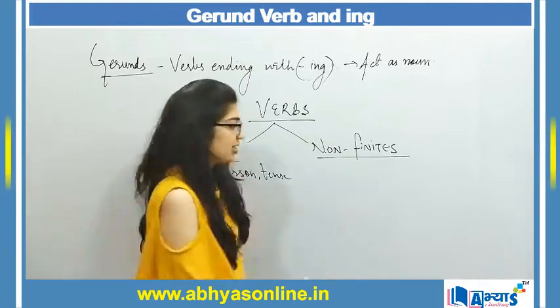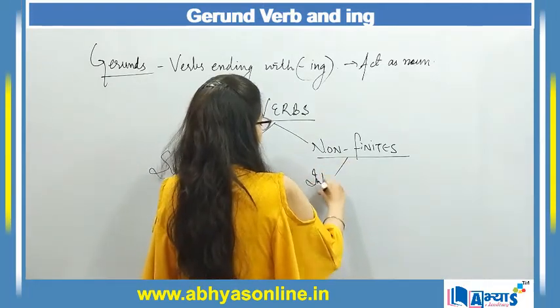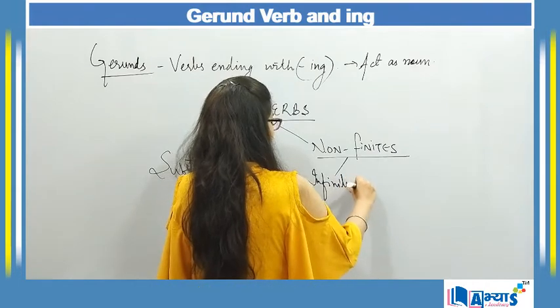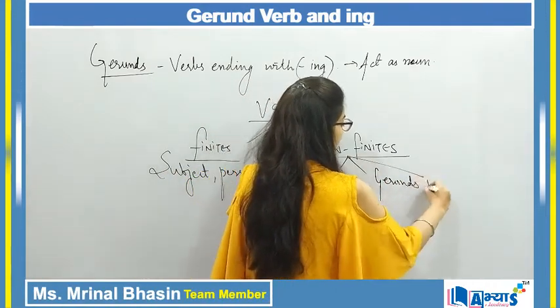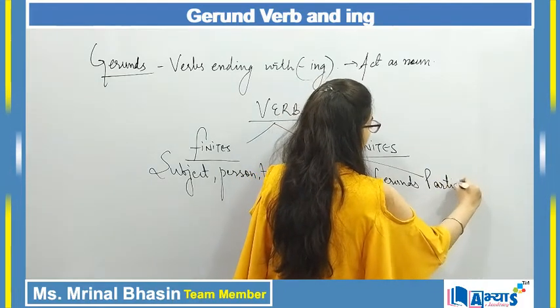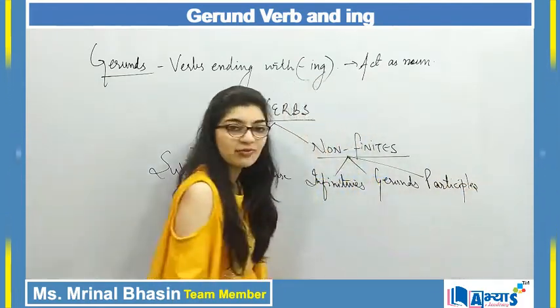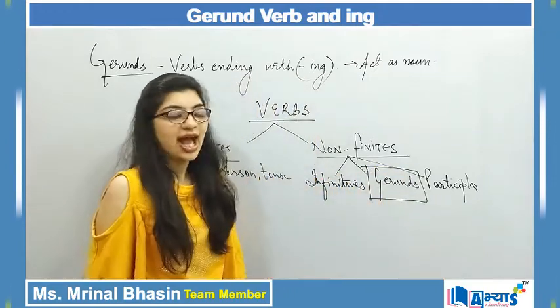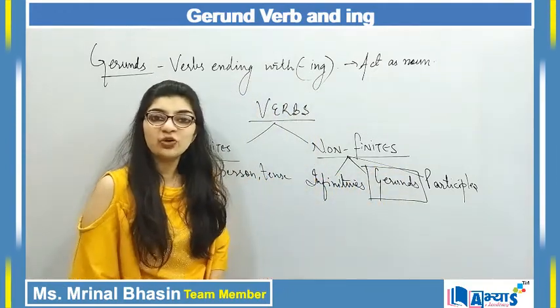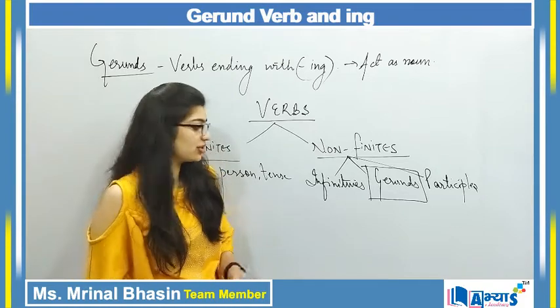into three categories. The first category is referred to as infinitives. The second category is referred to as gerunds, and the third category is referred to as participles. All are different from each other in some way or another. Today our main focus will be on gerunds, and gerunds are all those verbs which end with ing. This is the basic definition.